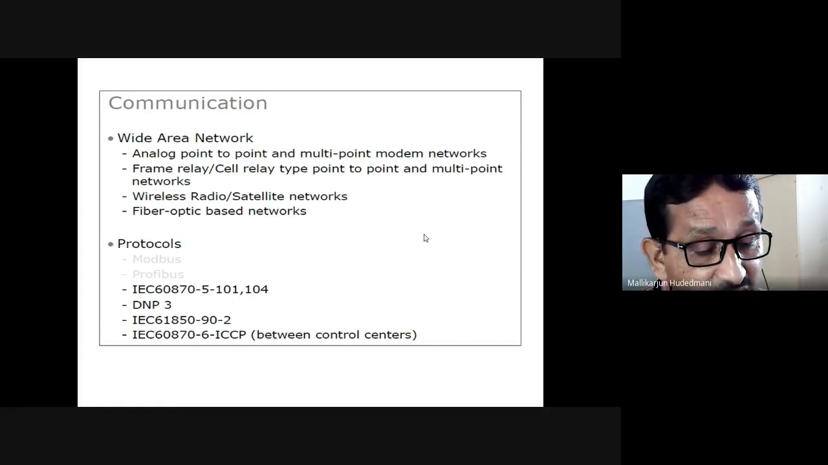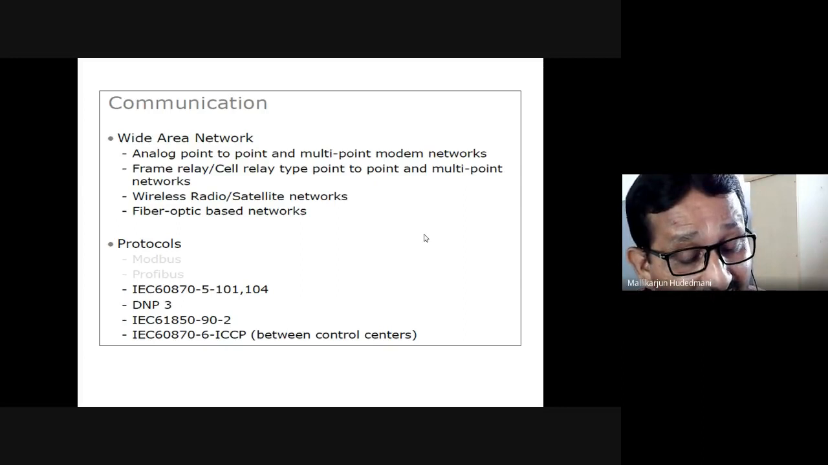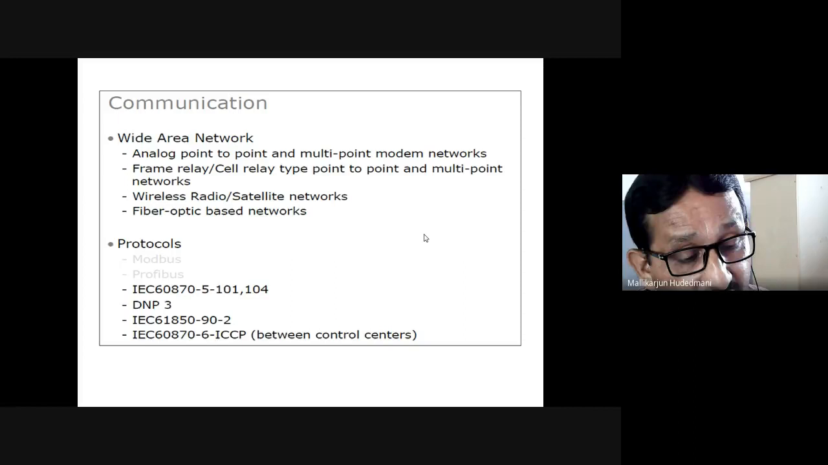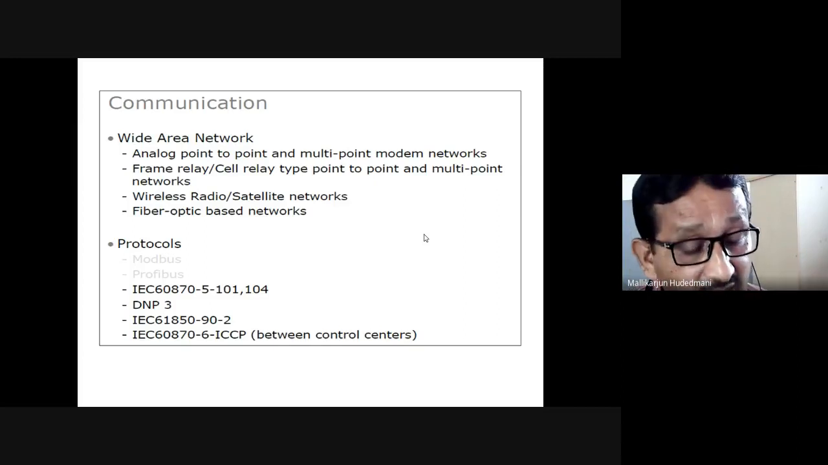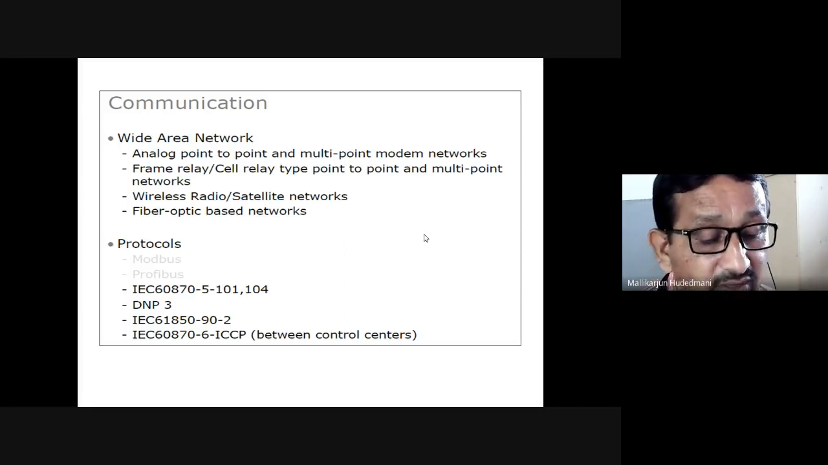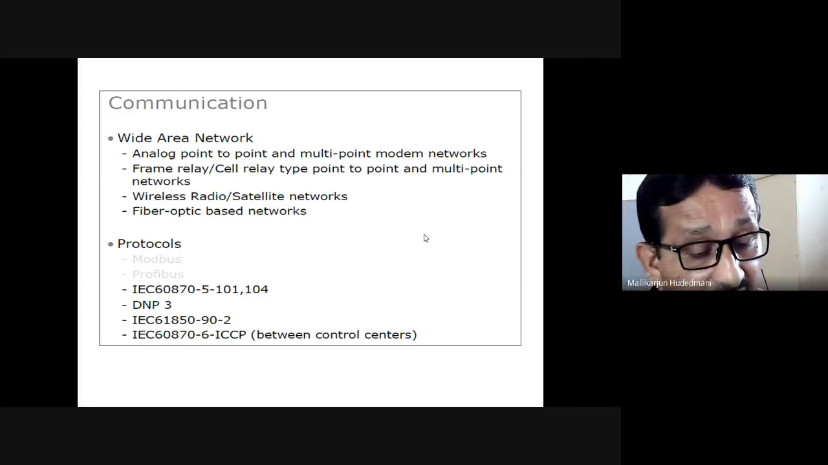Then IEC 61850-90-2. Then the last one, IEC 60870-6, that is ICCP between control centers. What do you mean by this? These are the standards under the protocol, one by one. In the incremental mode, these have been developed historically and IEC standards are running now. Presently, in the real world, the real communication is IEC 60870-5, 101 or 104, TCP/IP, that kind of communication working in the communications between device to device.